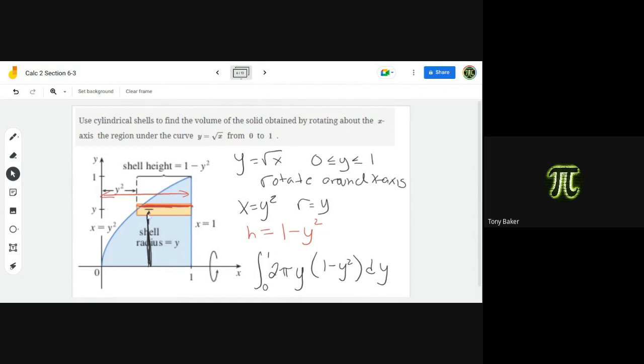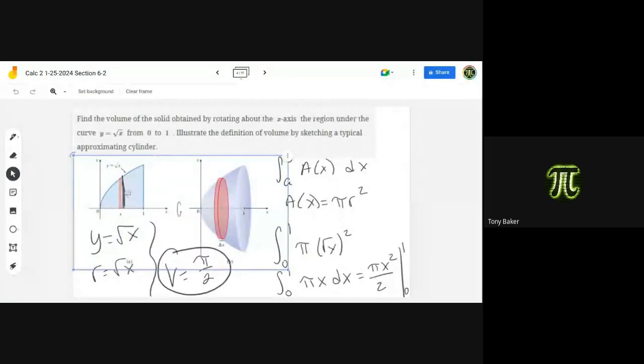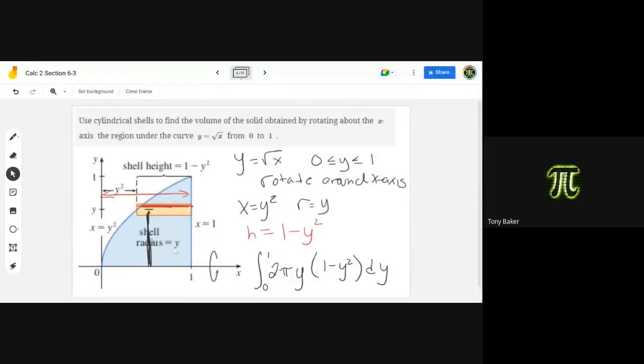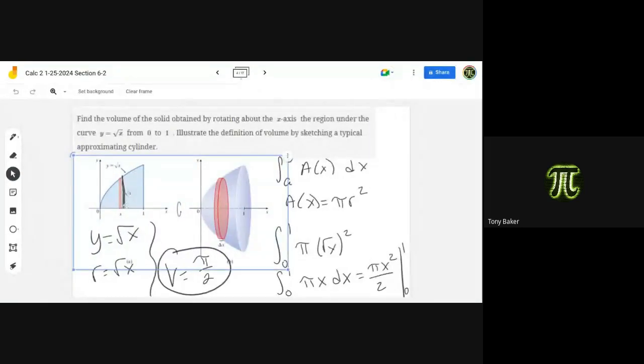Okay. So look at this problem right here, and look at this one. My radius is the same. In this one, I'm using my radius as y. And in this one, I'm using my radius as y, but it's the square root of x because y equals the square root of x. They're exactly the same thing. My radius did not change.